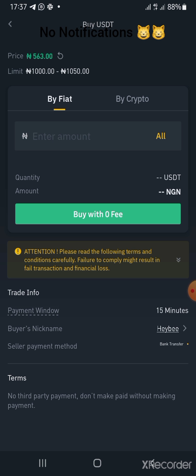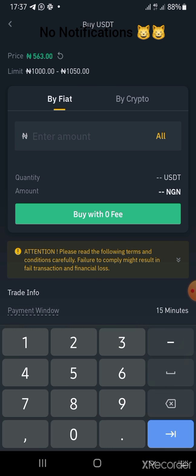Now this merchant is telling you should expect, like transaction. When you make your payment, you expect your assets or your coins in your wallet in 15 minutes. This is the person's nickname. All right, the payment method that the seller, the merchant uses, is bank transfer. All right, and then when you click on buy, so say you put an amount here, you click on buy.